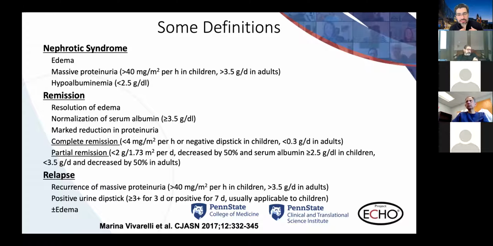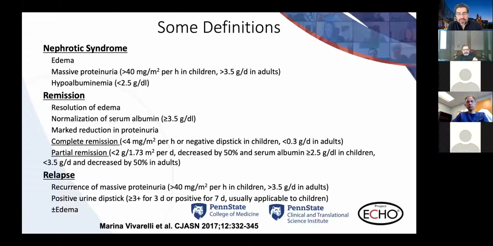Per H, what is per H, Ali? Hour? Per hour, okay. So and that's about a gram in a day. It's 1 gram in a day? Gram per meter square. A gram per meter square. So this is how it is. Okay, thank you, and low albumin, less than 2.5.